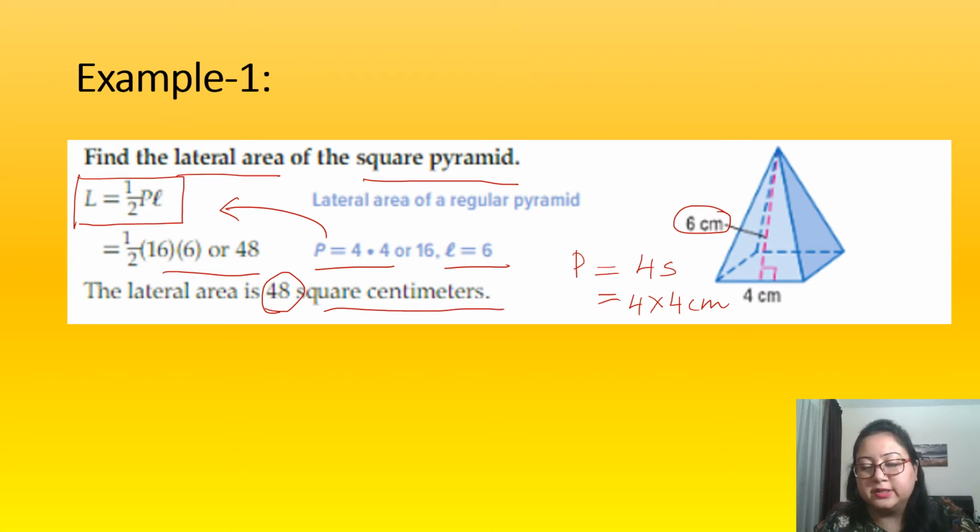Since these two lengths are given to you in centimeters, the unit for the lateral surface area of this square pyramid is going to be 48 square centimeters. So that completes our first example.